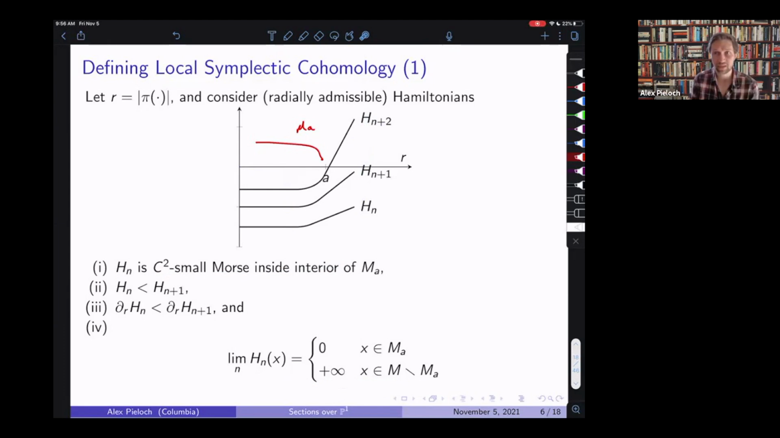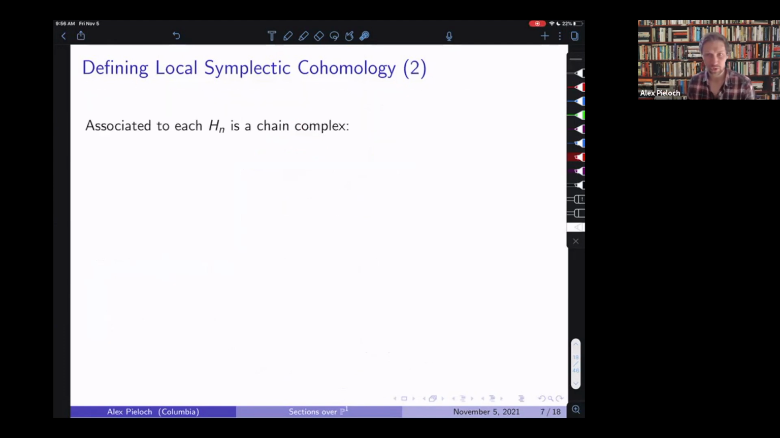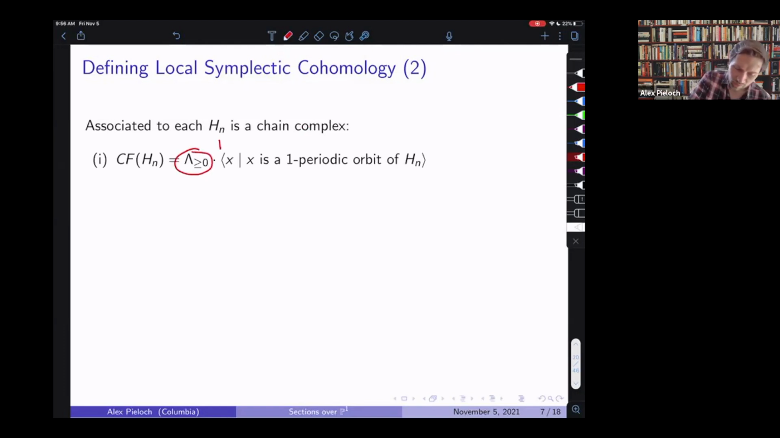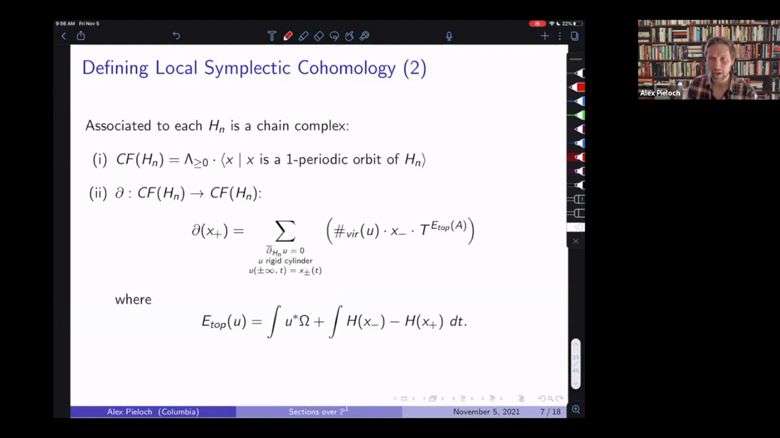So if we're inside the compact subset, we go to 0. Outside the compact subset, we go off to infinity. So now we apply the usual sort of machinery, and we associate to each one of these Hamiltonians some Hamiltonian Floer chain complex. So here we take a copy of the Novikov ring. So this is just Taylor series with exponents in non-negative real numbers. And for every periodic orbit, we take a copy of the Novikov ring. And in the usual manner, we count rigid Floer trajectories that connect pairs of our periodic orbits. And we assemble this into a differential in just the usual manner that we do with Hamiltonian Floer theory.